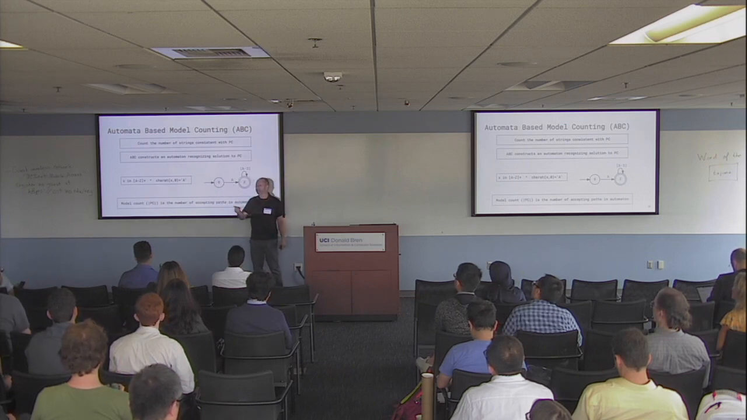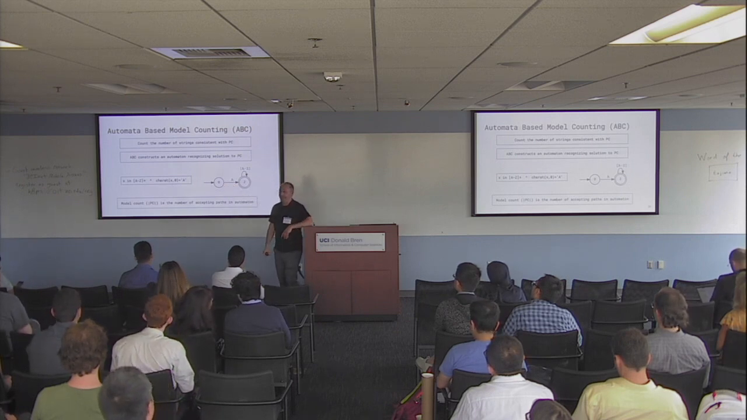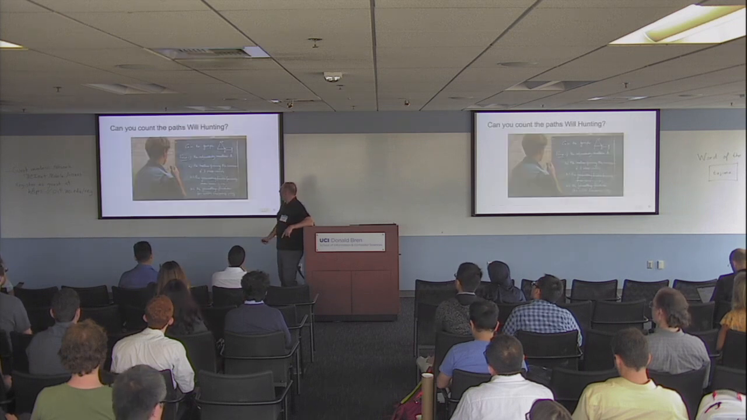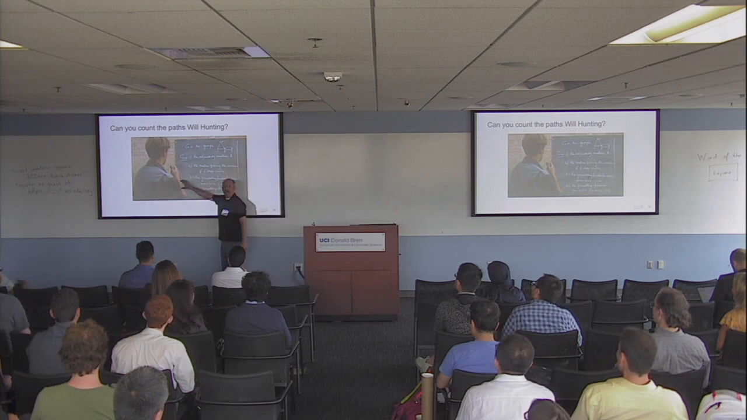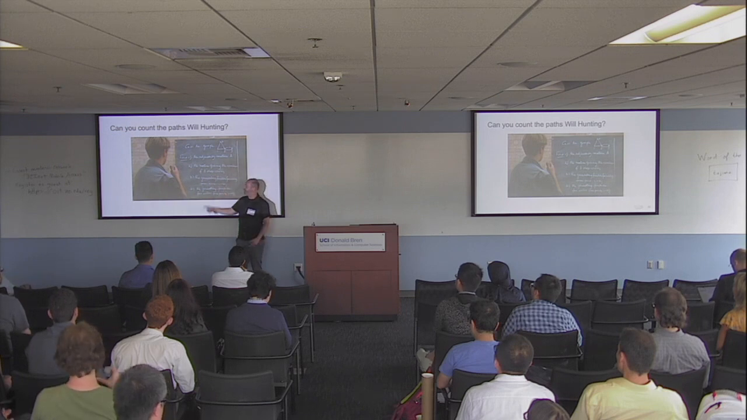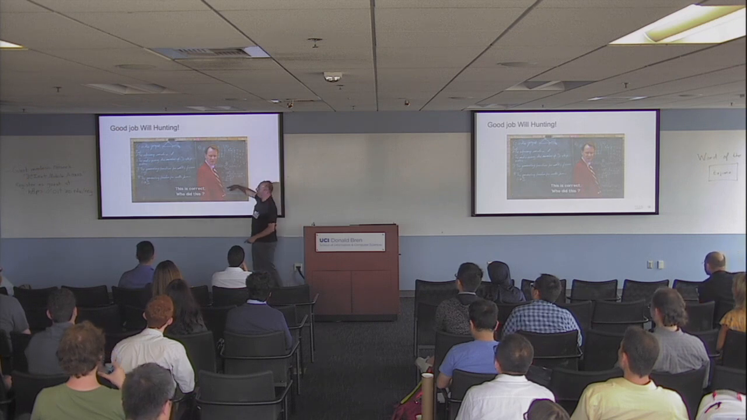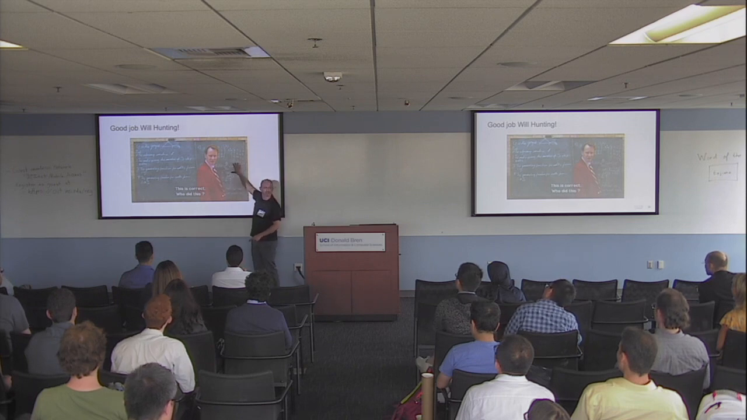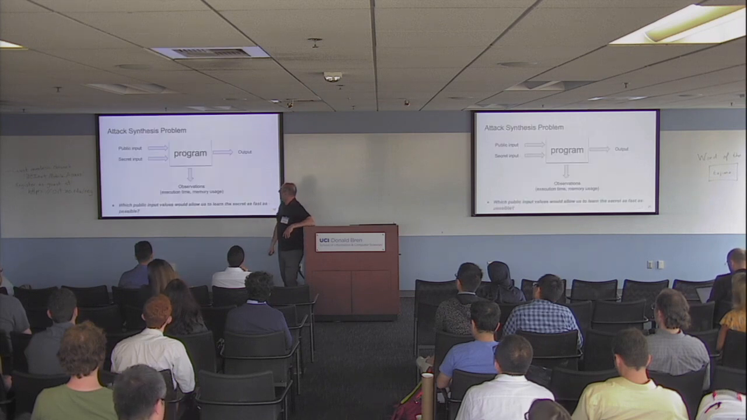So now all I have to do is count the number of accepting paths in the automaton, right? So how do you solve that? You ask Will Hunting. Do you remember the movie Good Will Hunting? He's an MIT janitor, and there's a problem on the blackboard. The problem is a path counting problem, and he solves it. The solution is right there. I don't have time to go over the solution, but this is how you do path counting. You can do matrix exponentiation, or you can use generating functions. We implemented this looking at the blackboard there, and so we have an implementation that does actual model counting with automata.